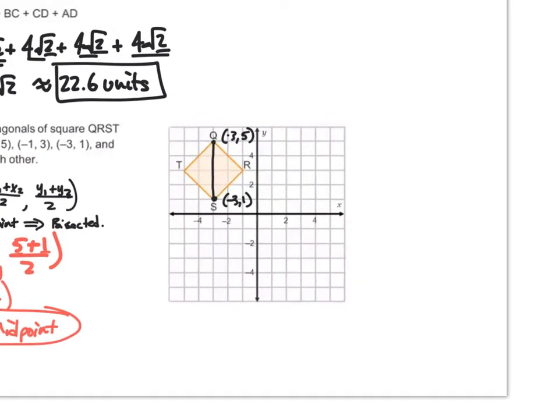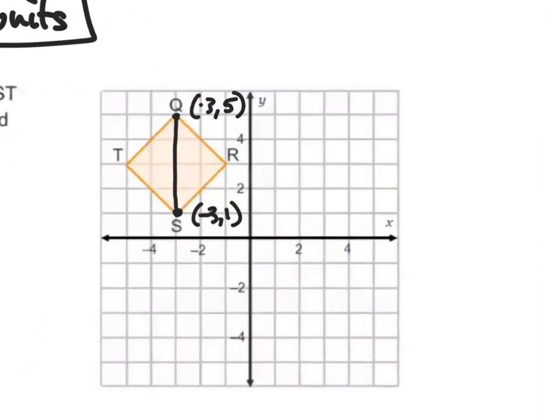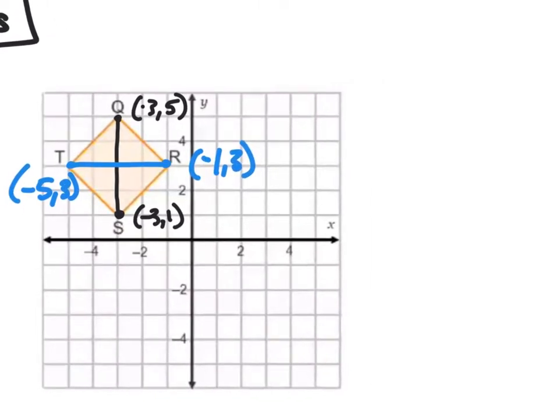So I'm going to come over here and let's do it for TR. Let's do this one in blue. TR has the points negative 5, 3 and negative 1, 3. So let's find the midpoint of TR. Let's add our X values together, so negative 5 plus negative 1.